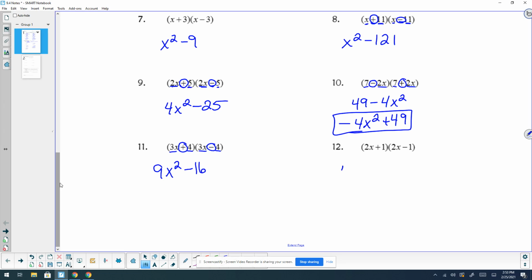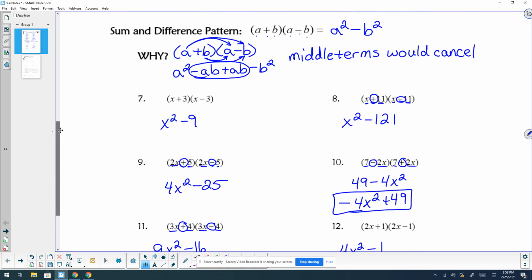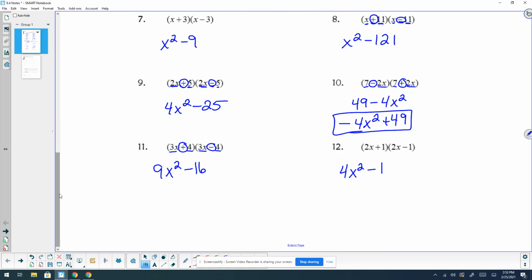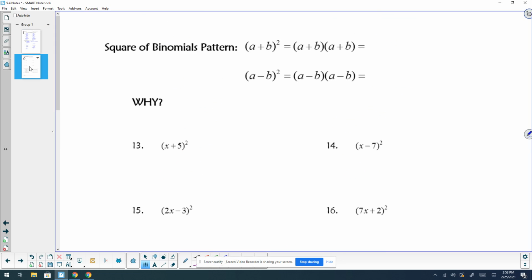And 12 is the same thing. I would end up with 4x squared minus 1. If you do not recognize that pattern, but you understand double distribution, you're actually going to be fine. And that's the same thing with the next pattern we look at, because we're just using the principles of double distribution and we're skipping one step. That's all that's really happening here, okay?